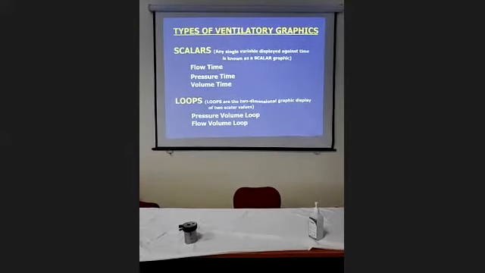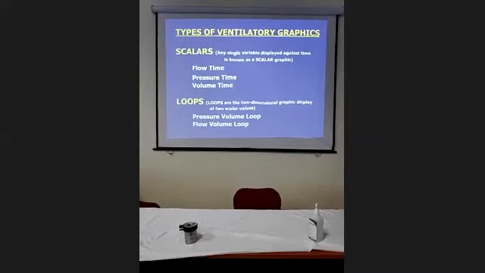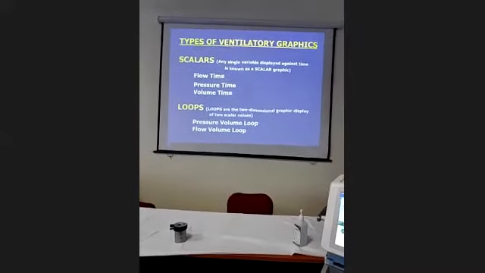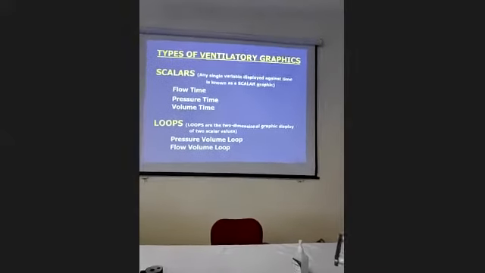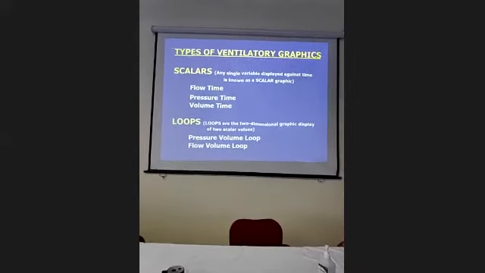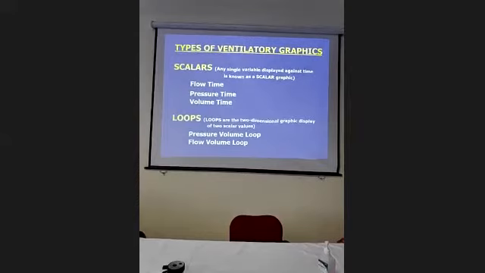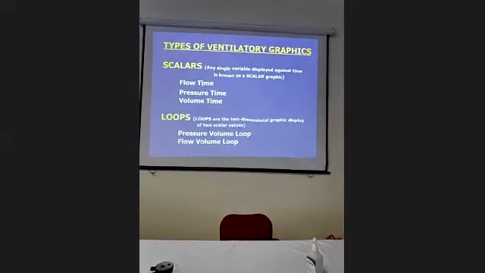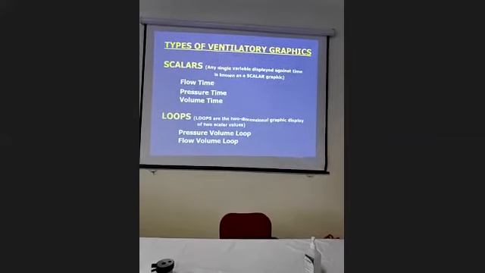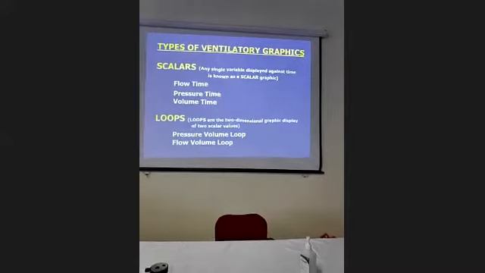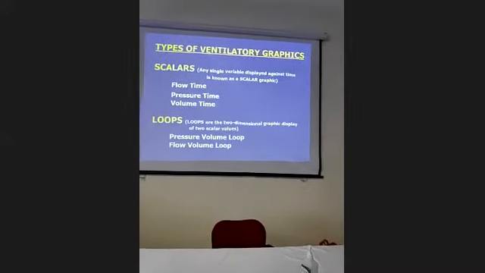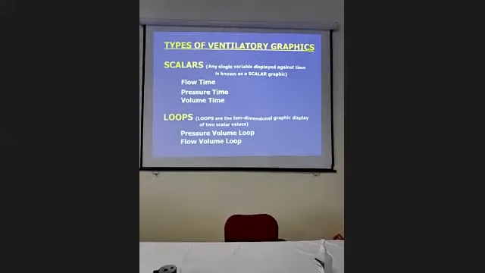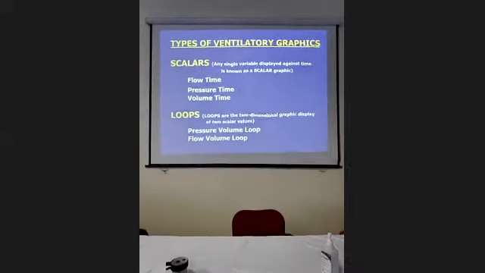Now, what are the things which we see? To measure the mechanics, we see either scalars or loops. So what is a scalar first of all? When we ventilate a patient, there are three important variables. One is flow, another is pressure, and the third is volume. When these variables are drawn against time, we call it a scalar. If it is flow drawn against time, we call it a flow time graph. When the pressure is drawn against time, we call it a pressure time graph. When the volume is drawn against time, we call it a volume time graph. So these are the three scalars, and they are very important measurements when we ventilate a patient.